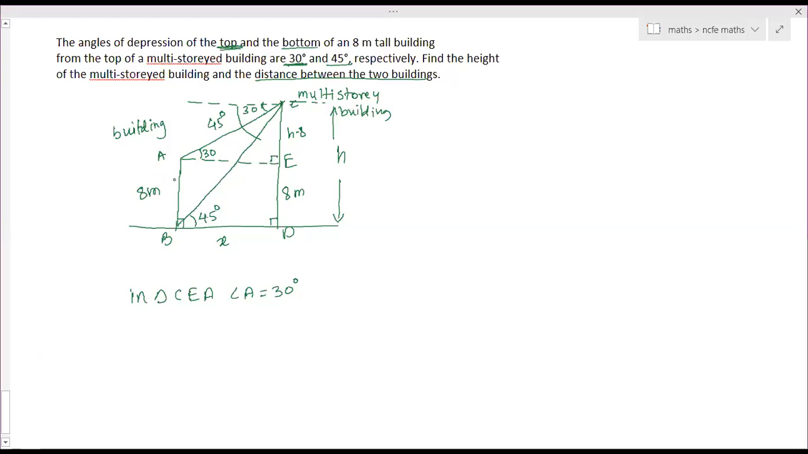What is the confusion? If you tell me, then only I can explain. Ma'am, though they did say angle of depression, they told top and bottom of the building. So shouldn't we take it the other way around? Other way means? Like angle A should be 45 degrees. What they have given here is the word respectively. What do you mean by that? Okay, ma'am, understood.